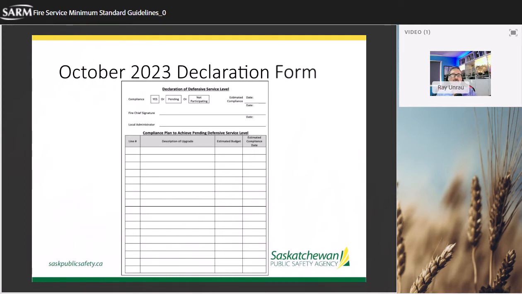Okay, so on the left side of the screen, you'll see a column that says line number. In the middle, you'll see description of the upgrade, and then you'll see estimated budget. On the far right side, you'll see the estimated compliance date.